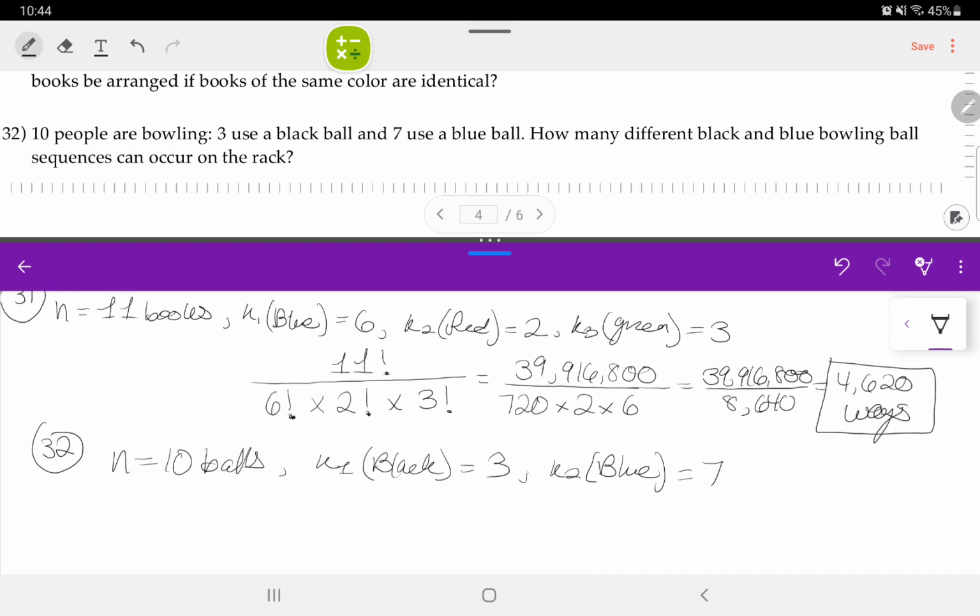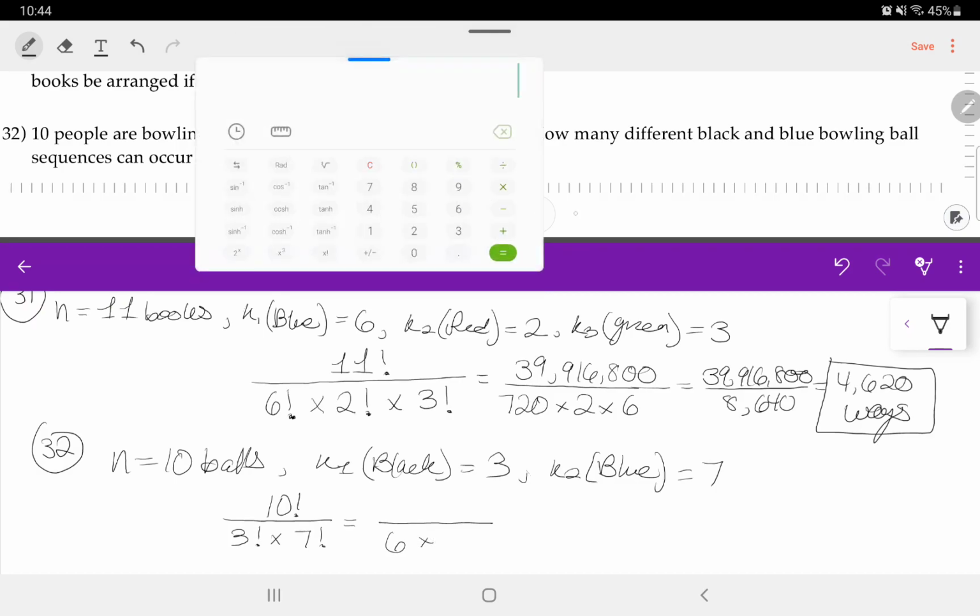So it's going to be n factorial, so 10 factorial in my numerator, divided by k1 factorial, which is going to be 3 factorial, times k2 factorial, which is going to be 7 factorial. We already know what 3 factorial is from the last question. That is 6. Let's find out what 7 factorial is in my denominator. That is 5,040.